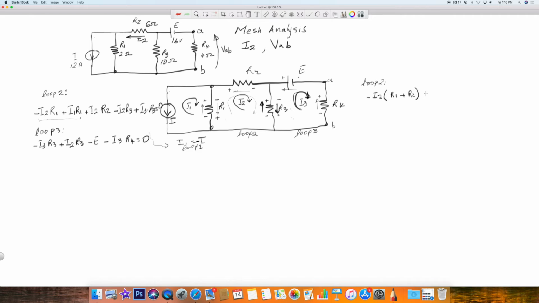Okay? And then what else? Well, how about I1? No, I1 is a constant. We know that I1 is minus I, right? So that's not a problem. So we'll handle that in a minute.